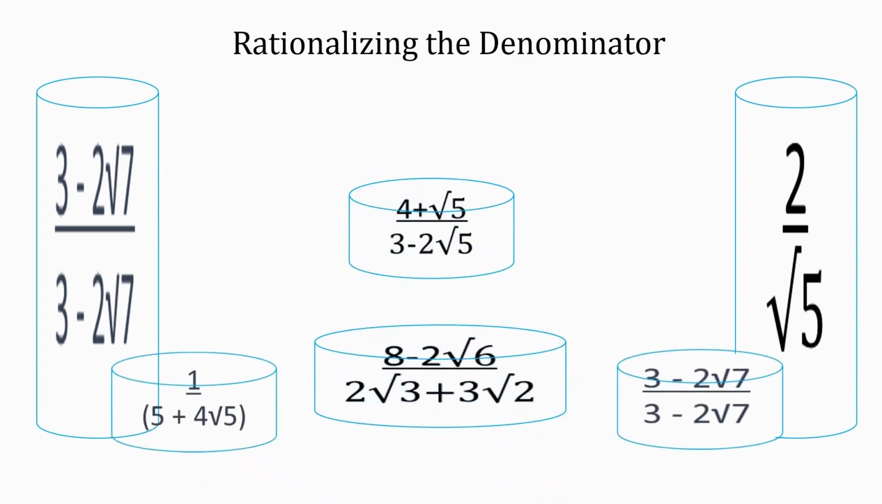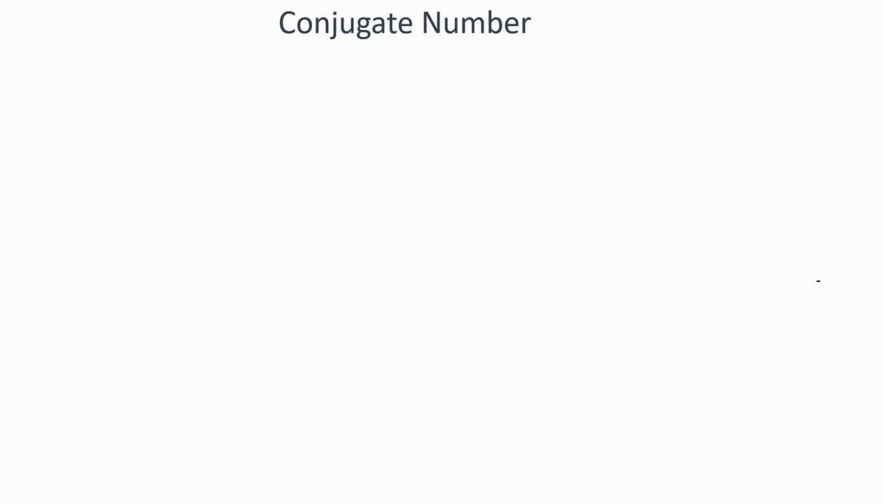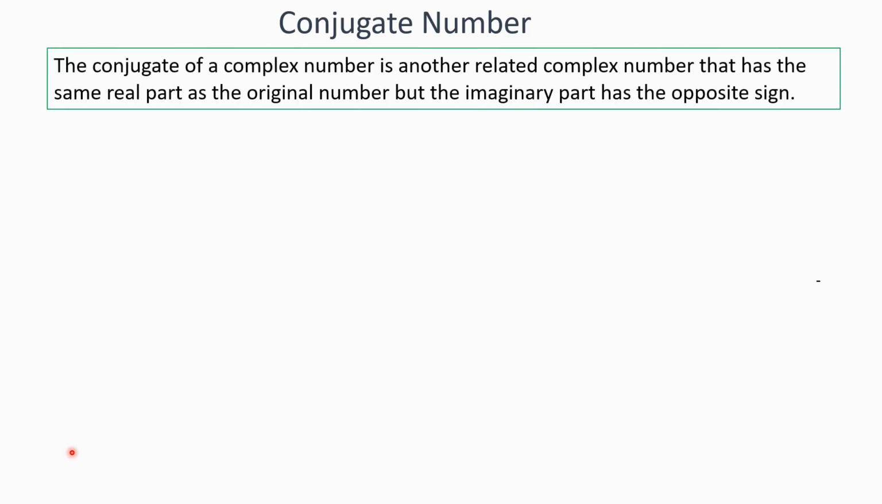Let's get started. Before we start dealing with complex numbers, let's clear the concept of conjugate numbers. The conjugate of a complex number is another related complex number that has the same real part as the original number, but the imaginary part has the opposite sign.